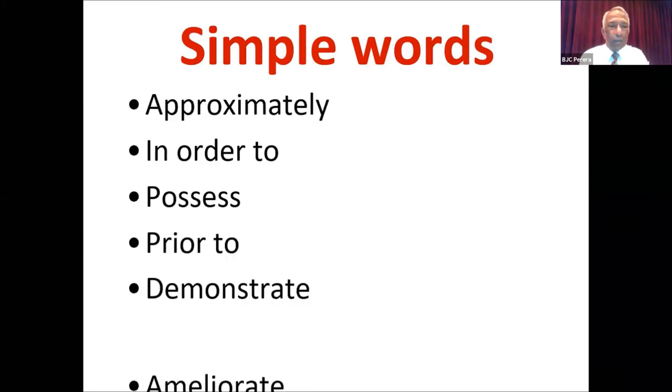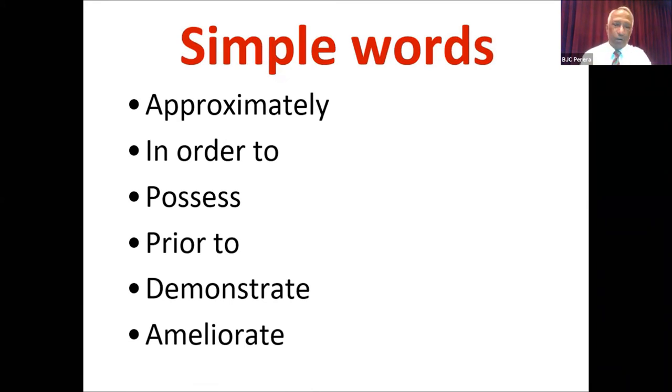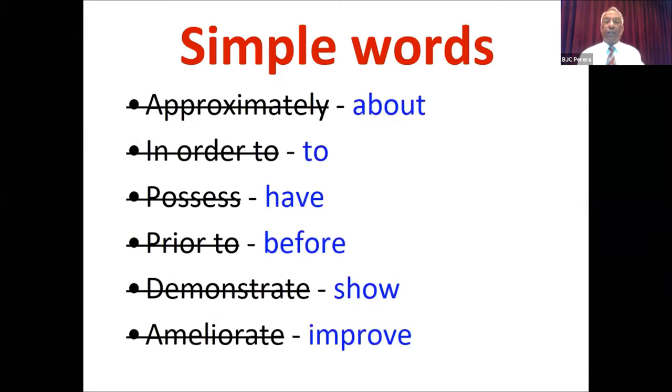Then also use simple words. Don't complicate it by using very, very long words, and also what many people call esoteric words. You don't want to regularly use words like approximately, in order to, possess, prior to, demonstrate, ameliorate, whereas the simpler words of the same thing, like what I have put here, about, in order to, can be said as to. Possess is to have. Prior to is before. Demonstrate is to show. Ameliorate is to improve. So much simpler. Many people would understand and would really like to read something that is written in these lines.